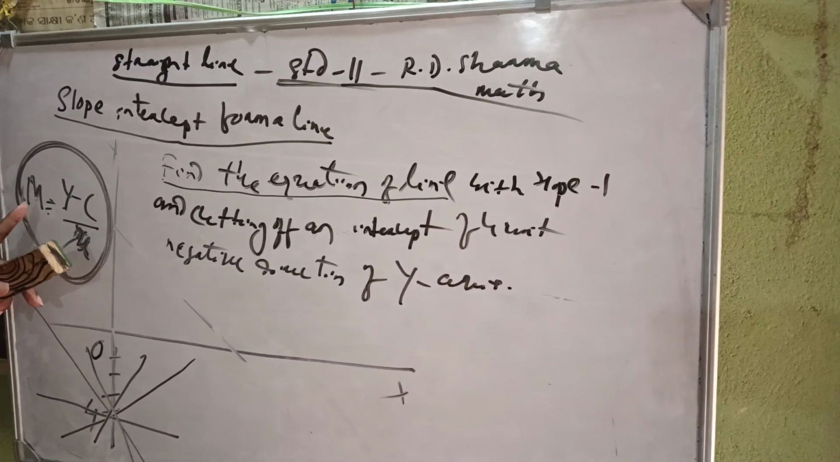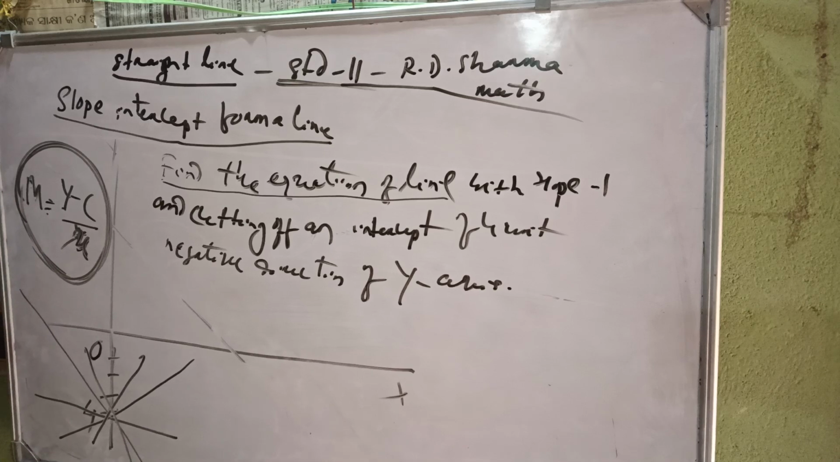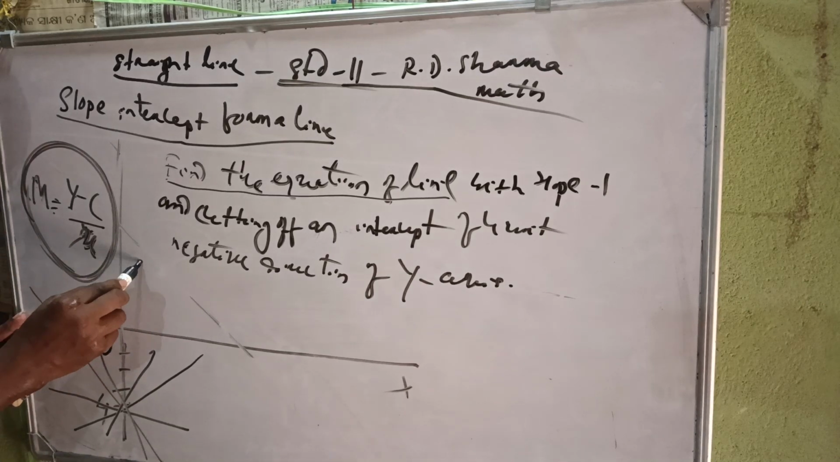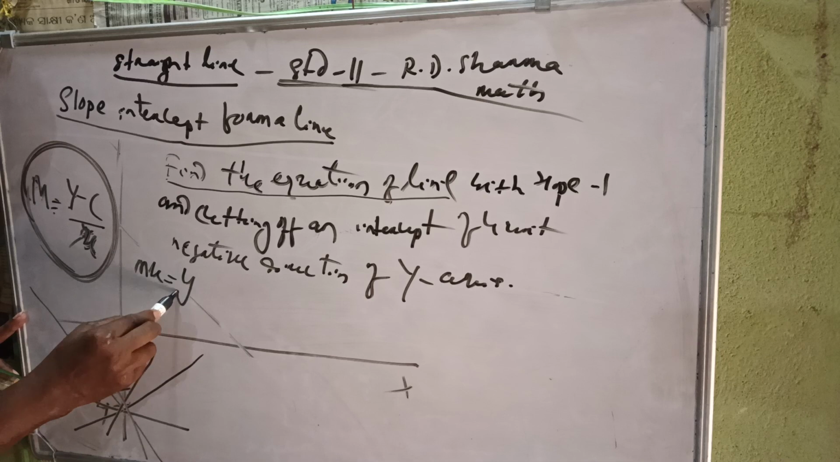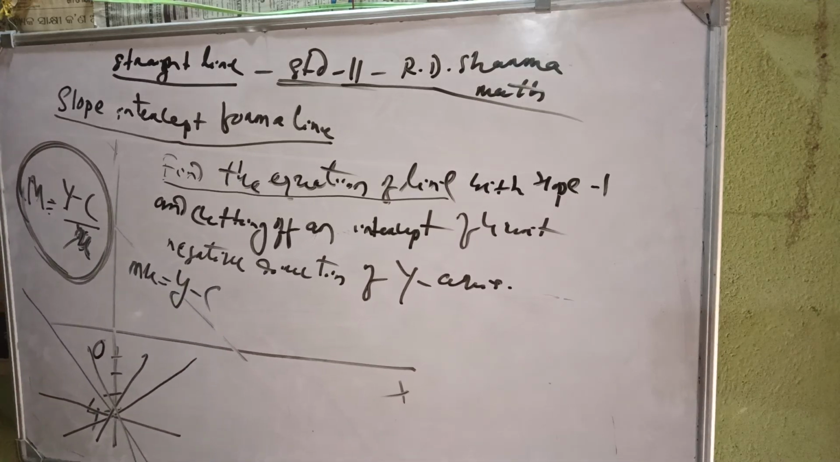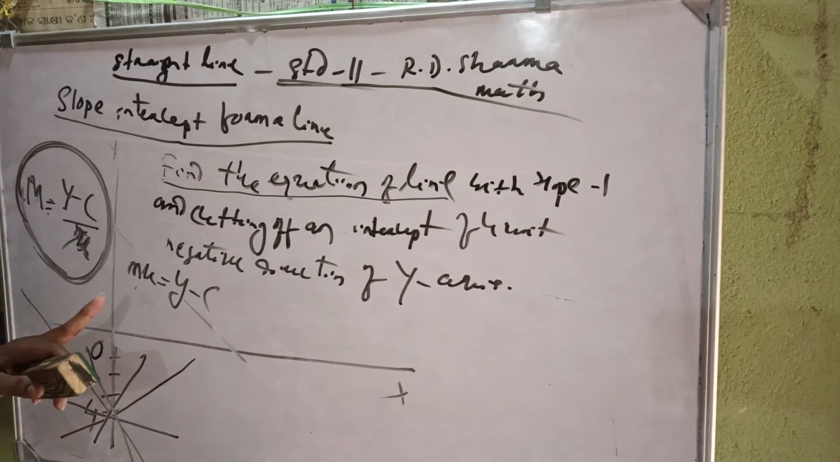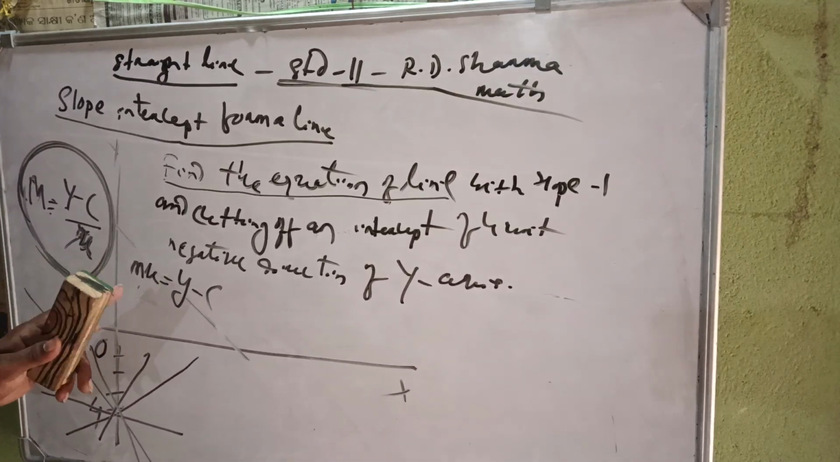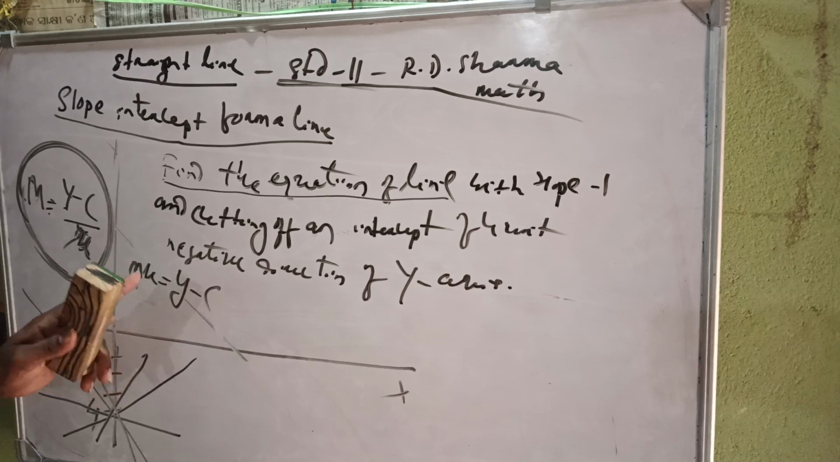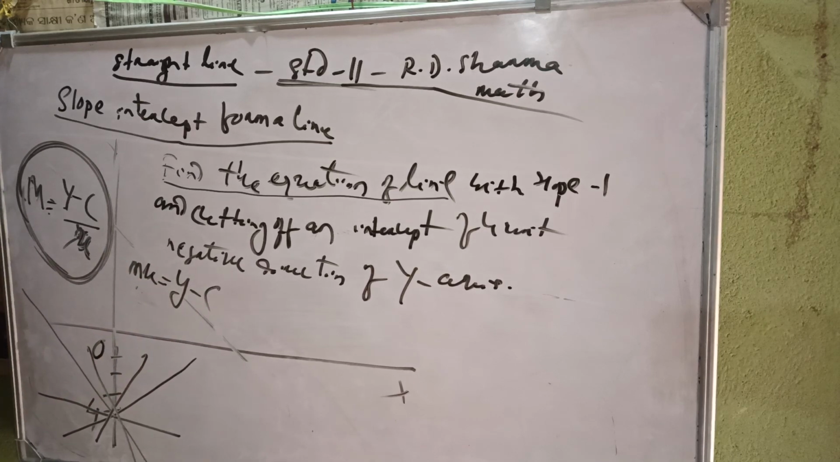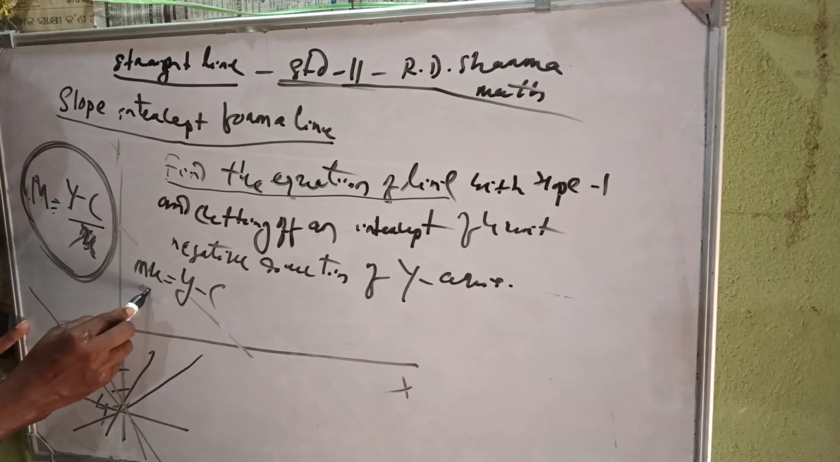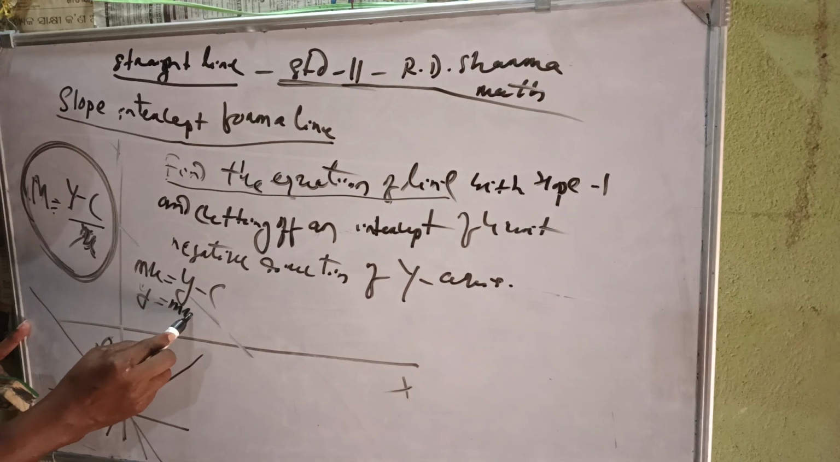If m is equal to y minus c by x, now I can write mx is equal to y minus c. Then, taking y, always you know that the value for the equation we find by y. So now we take y is equal to mx plus c.